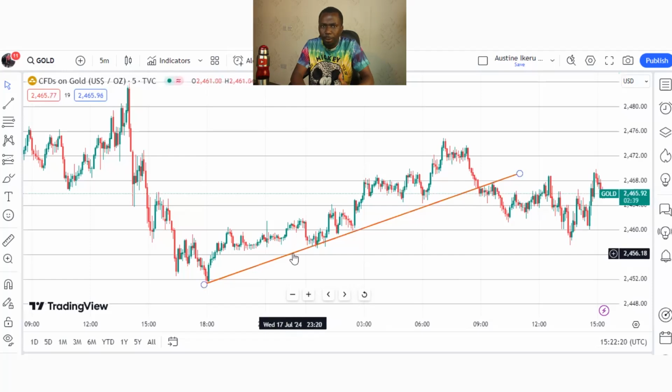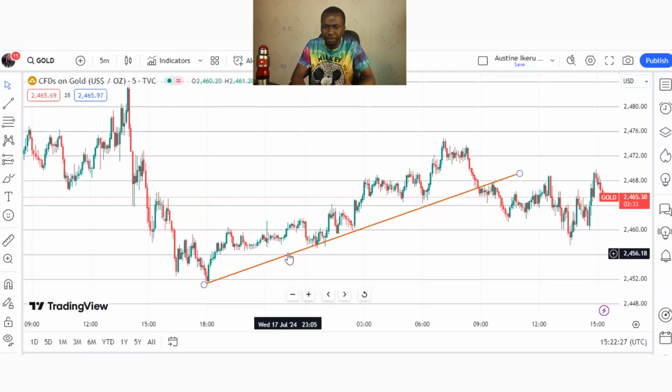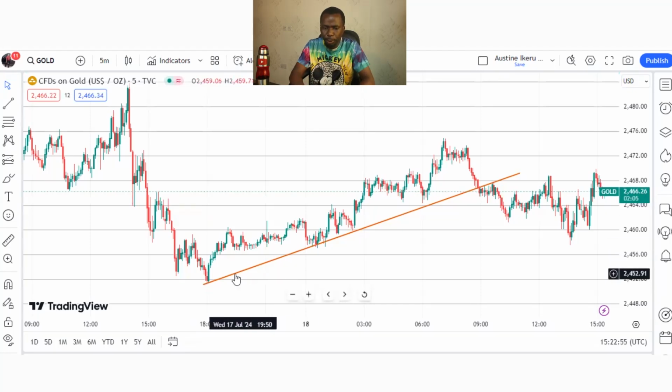So our job right now is to wait for price to come to this trend line for us to take our buy trade, right? So if price eventually comes to the trend line, we're going to take our buy trade. But if price breaks below the trend line, then we wait for price to come and retest before we can take a sell trade. Remember that this is a scalping strategy and we are just trading using the lower time frame.